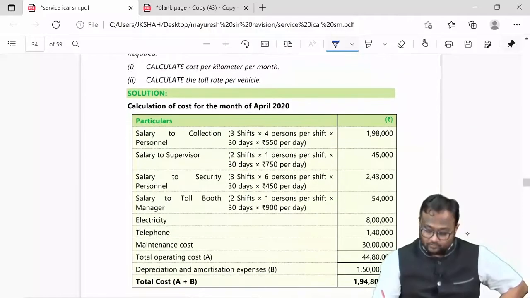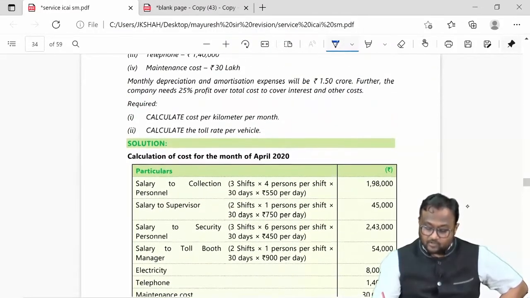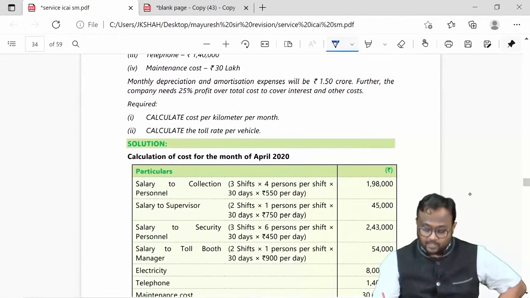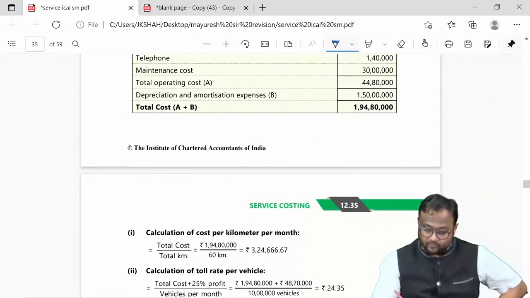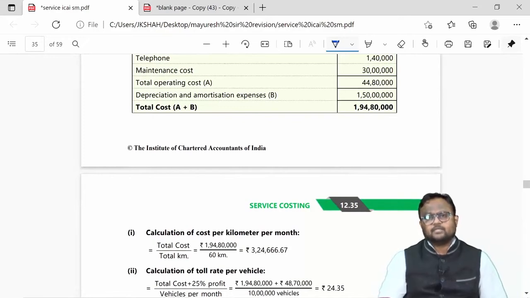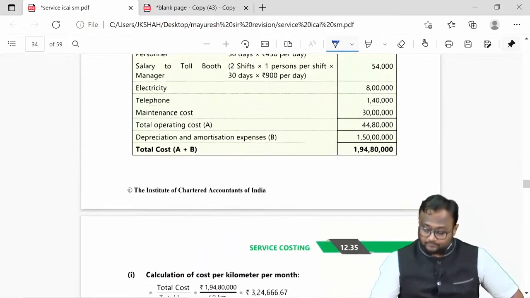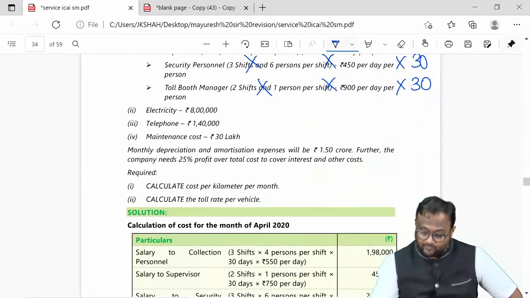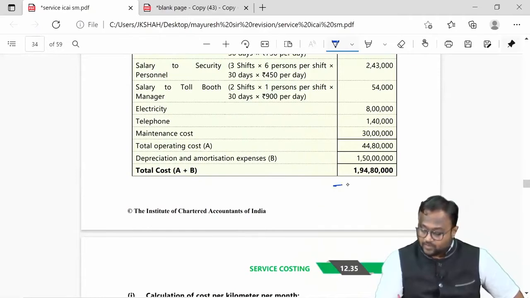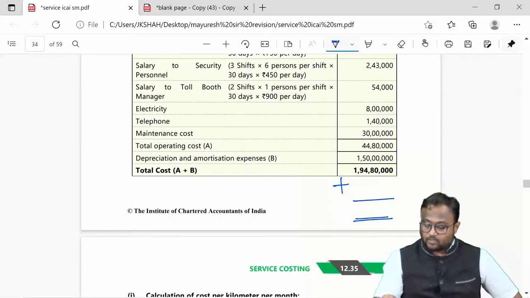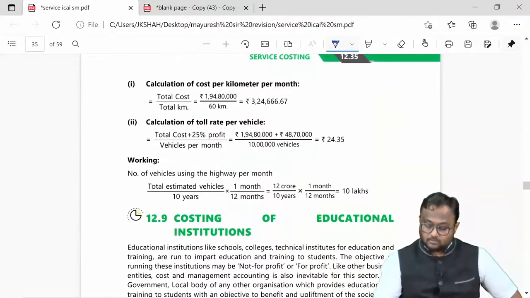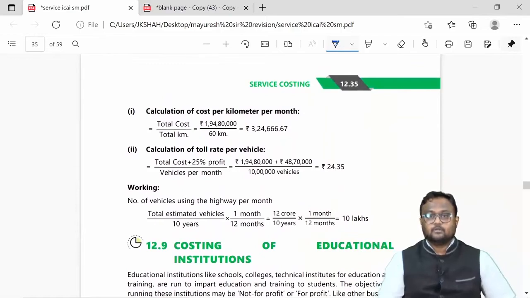You have the cost structure with you. They have asked us to calculate cost per kilometers. How many kilometers will be run? 1 crore 94 lakh 80,000 divided by 60 kilometers. The cost is 3,24,666.67 per kilometer. They asked, we gave it. How to calculate toll rate? The profit is 25% over cost, no? So add 25% to this, you will get total revenue. That total revenue needs to be divided by total vehicles. So that's what we did. Simple.